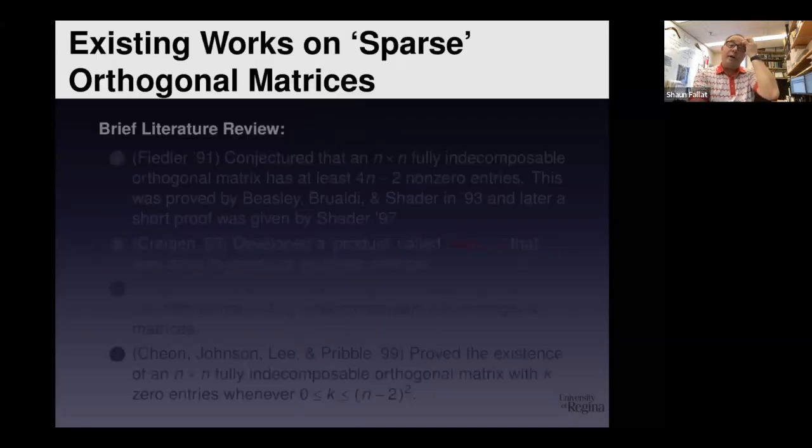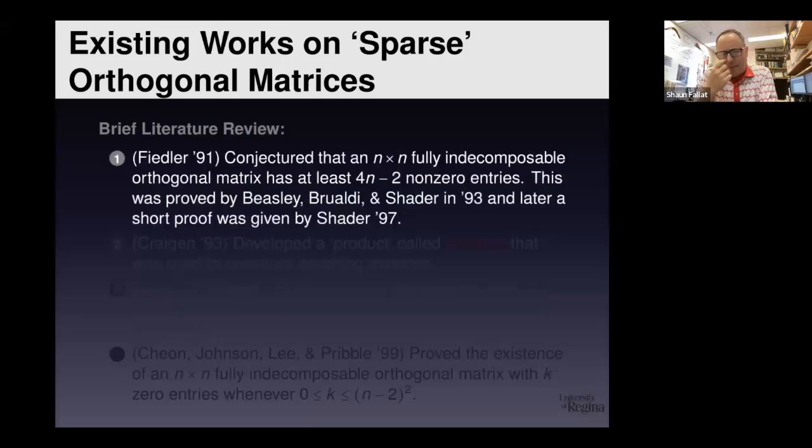Okay, so before I thought about this lecture, I thought I should go back and have a look at other people's works when this kind of question was asked before. And so I phrased this literature review as other work on sparse orthogonal matrices. I'm certainly not claiming that this review is comprehensive. It's just what I was able to figure out in the last month or so.